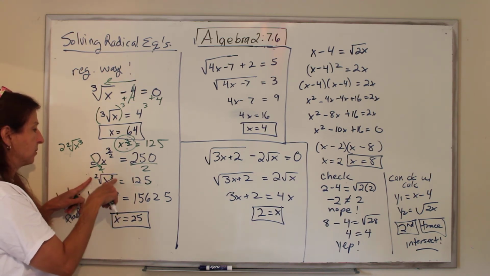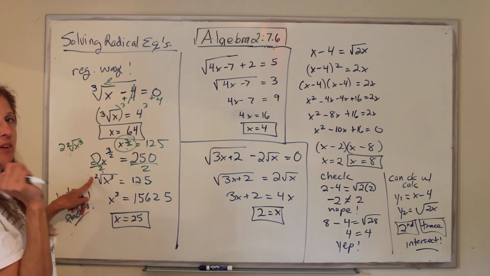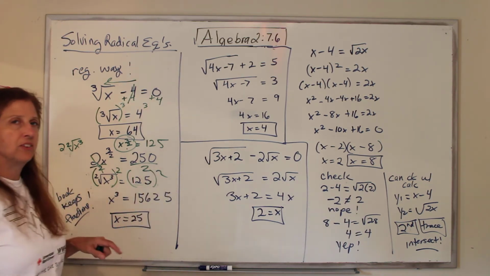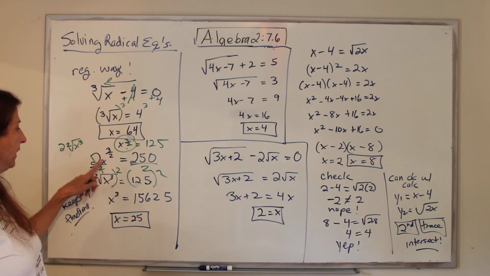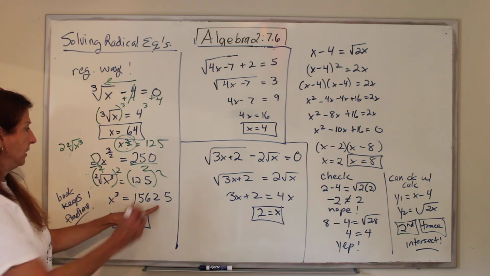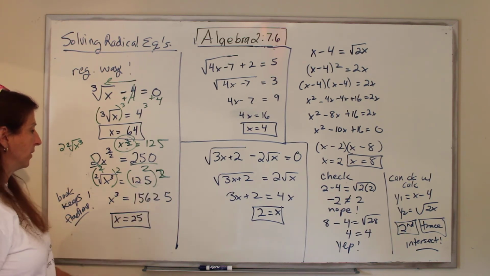Well, it's got a square root and a 3rd power. We get rid of the square root first. And how do we do it? By squaring. And what we do to one side, we do to the other. And it frees that x cubed down to here. And that is what 125 squared is.